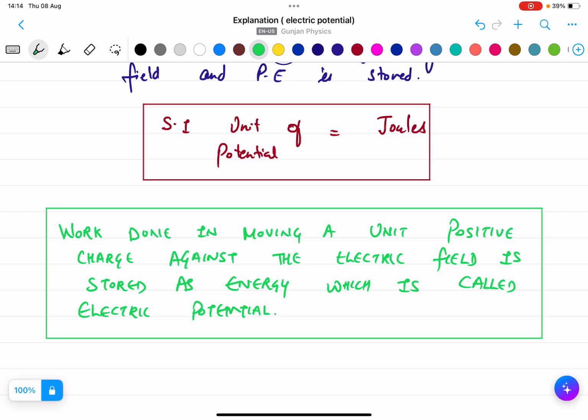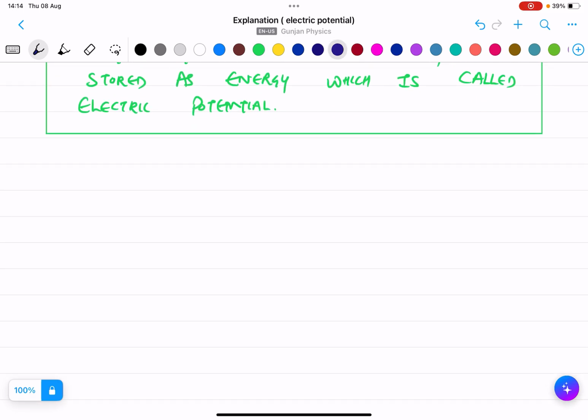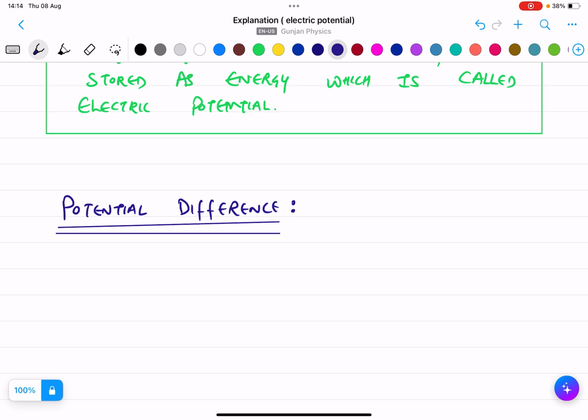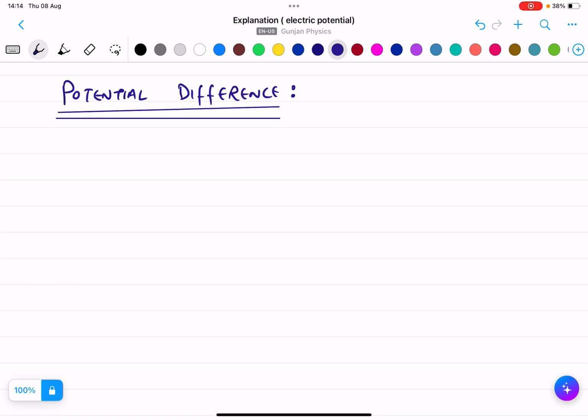Okay, so this is the definition of electric potential. I hope the potential is clear to you. Now the second topic is: what is potential difference? You definitely have heard this term, but what is this potential difference? Again, I am just explaining it with the help of the rods.